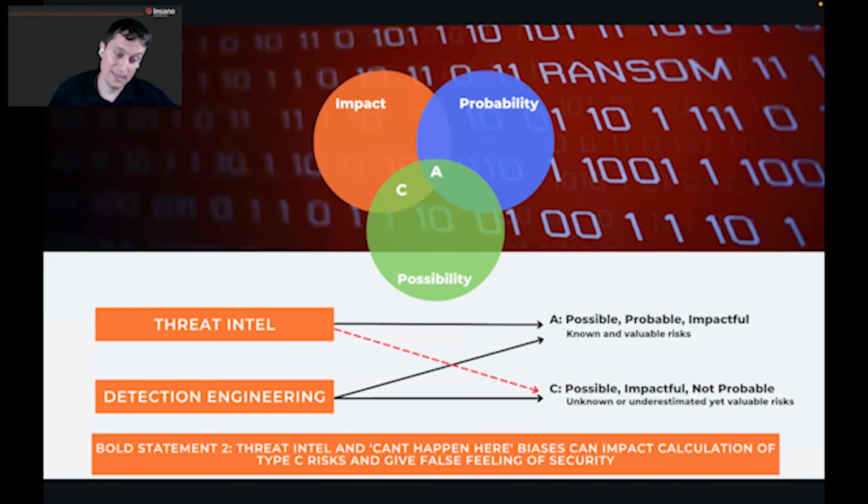If we listen to a lot of the threat intel reports, the news stories, some of the hype out there, that'll help with those type A risks. And likewise, if we approach it purely from the computer science side, reverse engineering, doing our red teaming of it, we're going to find those type A risks.